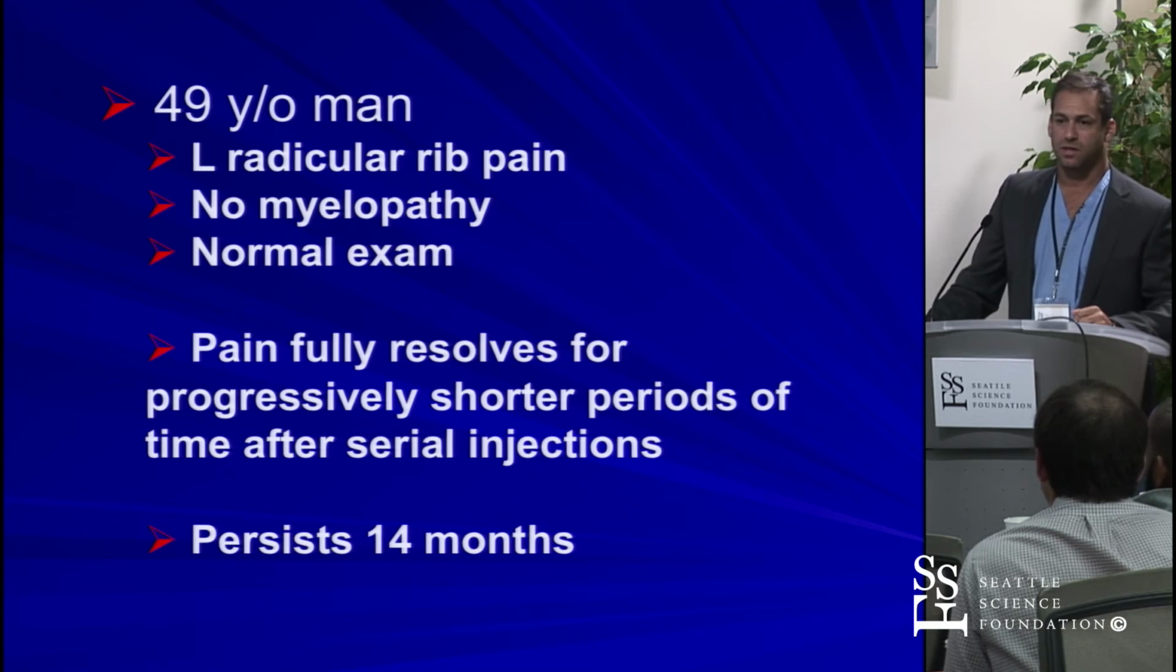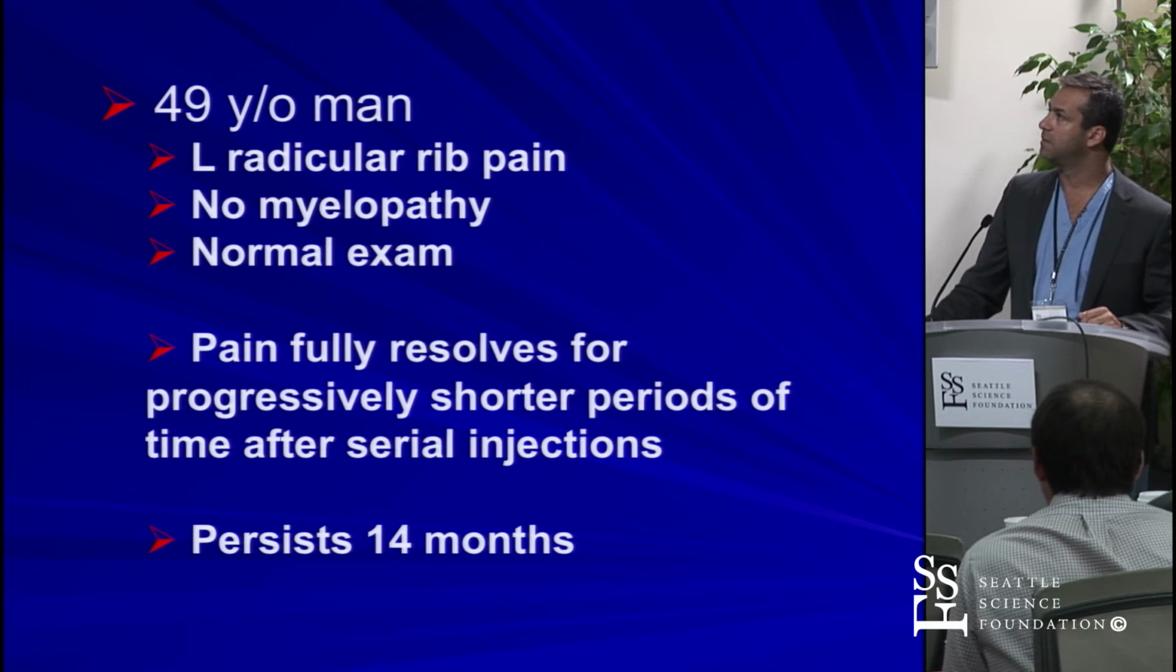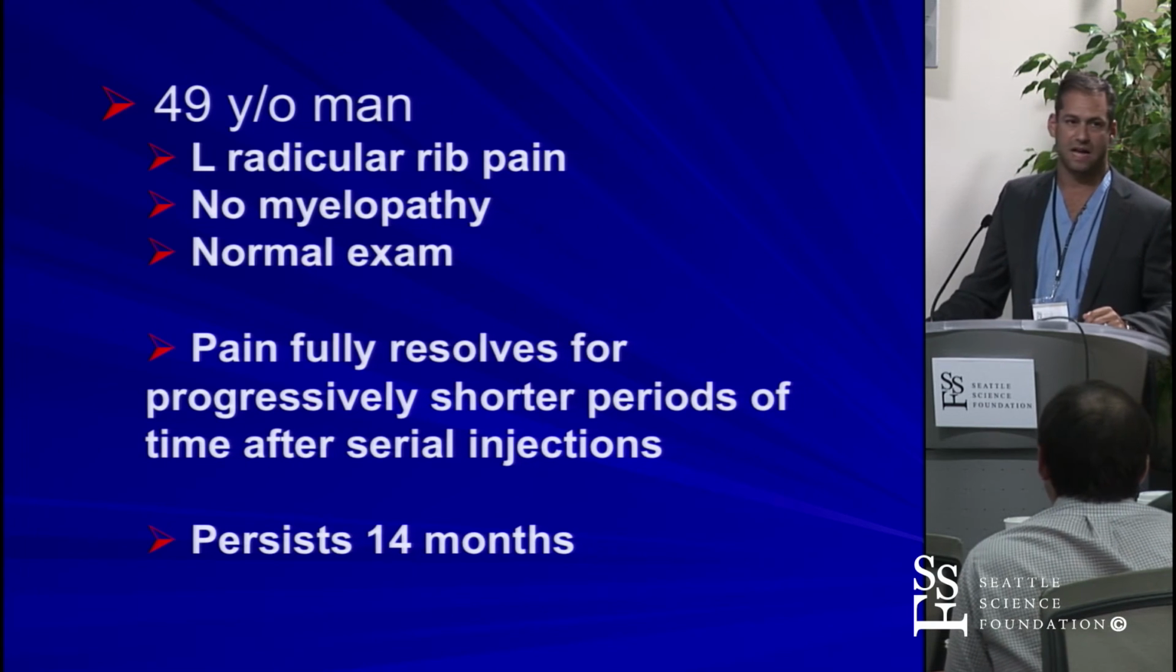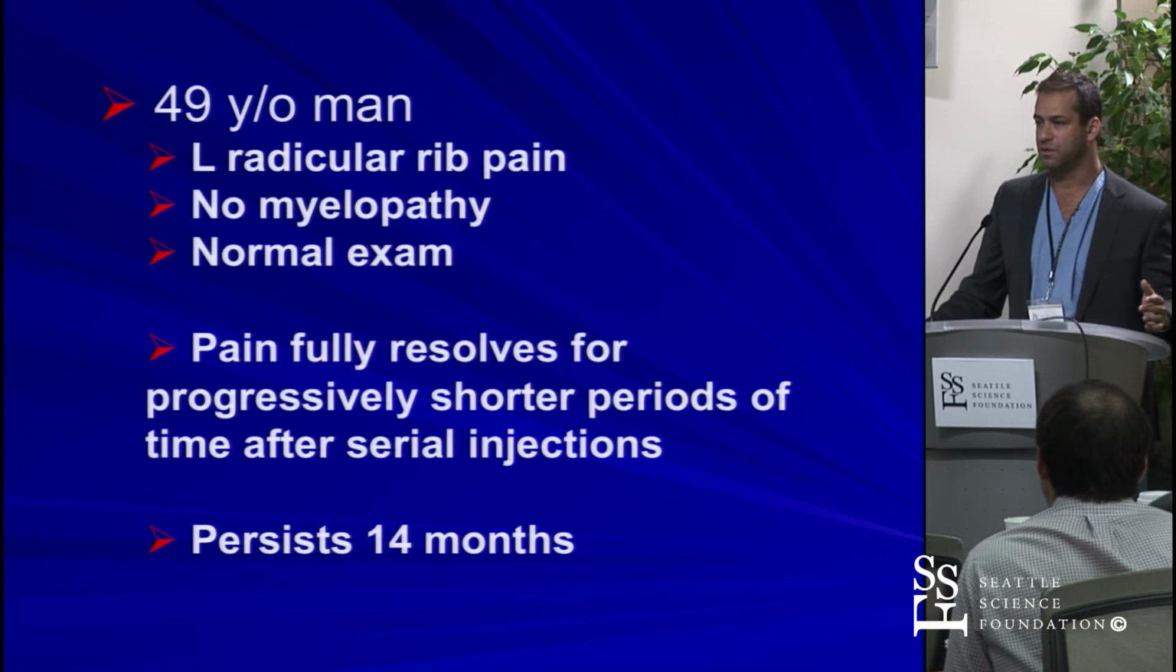Let's get some of the cases that we kind of talked about, but here's the presentation. So, a 49-year-old gentleman, left-sided radicular pain. Radicular pain, no myelopathy, normal examination. The pain fully resolves for progressively shorter periods of time after serial injections. So, we're on our 6th visit. The patient comes back. We're over a year out from the patient initially presenting, saying, "I'm absolutely miserable," right?